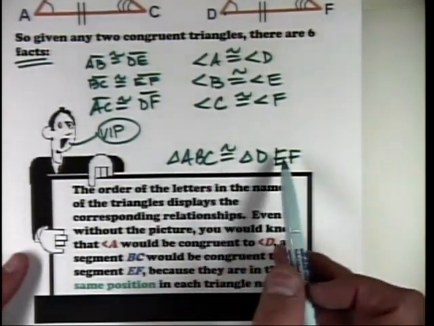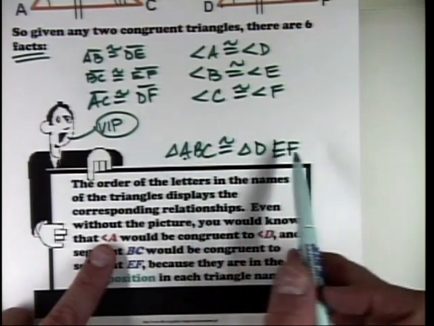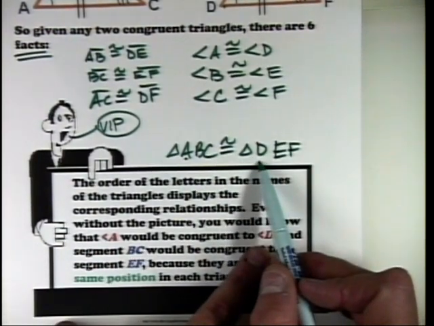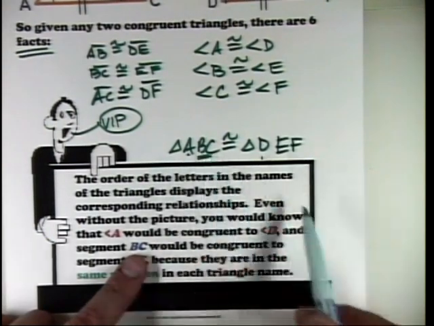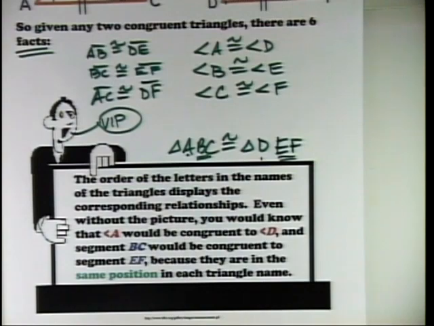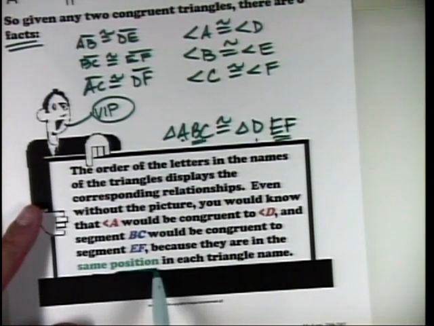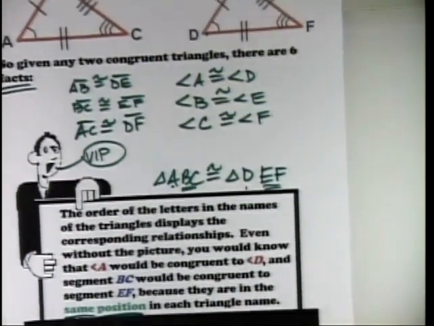The lettering of the names of the triangle is very important because it displays the corresponding relationships. So up here in triangle ABC is congruent to DEF, we know that angle A, which is the first letter, would be congruent to angle D, the first letter in the other name. We also know that segment BC, that would be the last 2 letters in the first triangle, would be congruent to segment EF, the last 2 letters in the second name, because they are in the same position in each of the names of the triangles. So you have to be very careful.